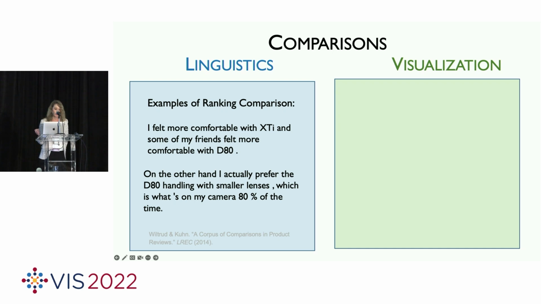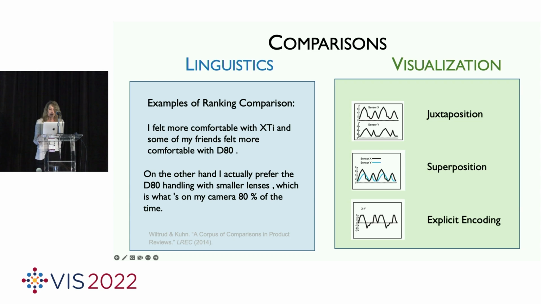I felt more comfortable with the XTI, and some of my friends felt more comfortable with D80. What does feeling comfortable have to do with comparison? On the other hand, I actually prefer the D80 handling with smaller lenses, which is what's on my camera 80% of the time. So if you think about this from a computational perspective, it's pretty hard to even tell that these are comparison sentences, let alone understand what's being compared. It's just really complicated in language.